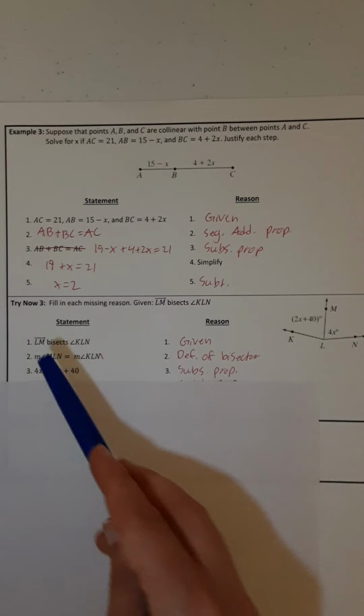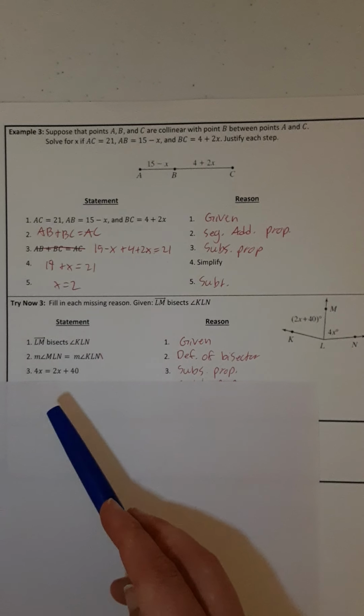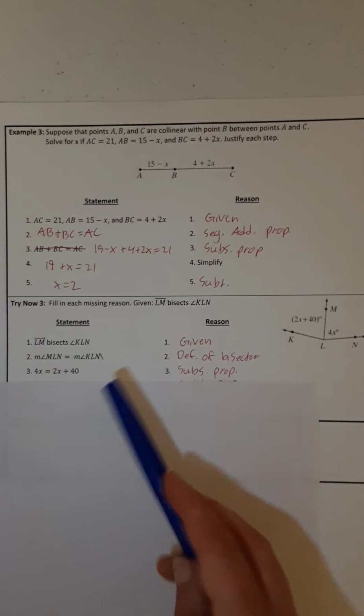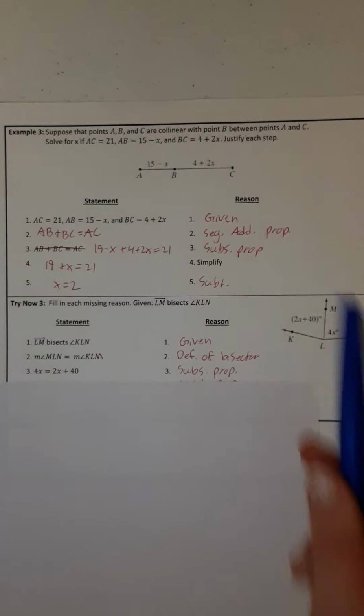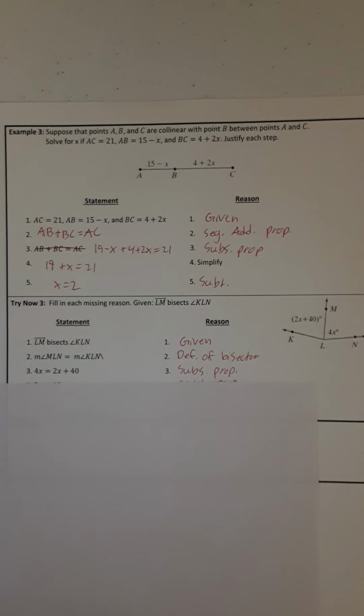Based on that, we're able to substitute those values in. 4x equals 2x plus 40. That's in our picture. We probably should have listed that in our first row with the given information. We're using the substitution property to plug those numbers in.